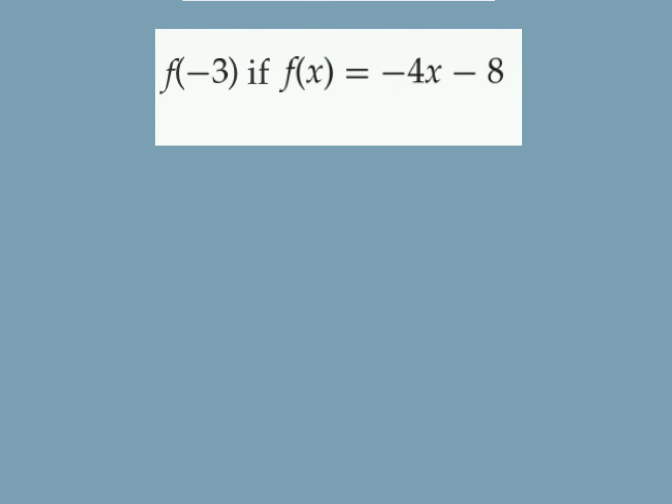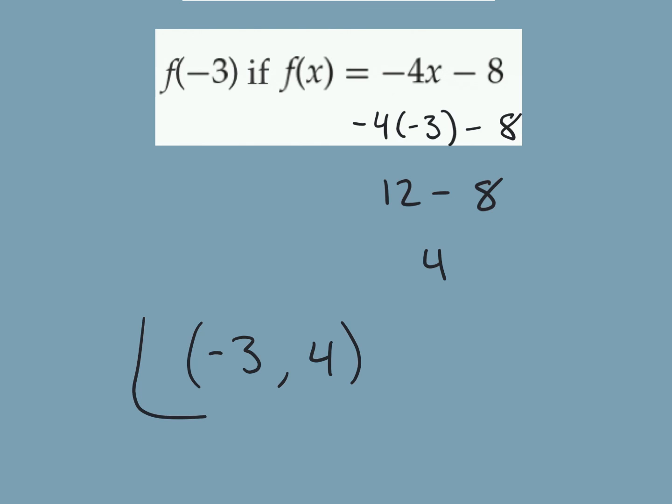What do I need to plug in for x? -3. So I have -4 times -3 minus 8. PEMDAS, what should I do first? Kind of distribute, but what am I doing? Multiply. What's -4 times -3? 12. And 12 minus 8 is 4. So how would I write my answer? Awesome. -3, 4, because this is what I plugged in for x, and that's what I got for y.